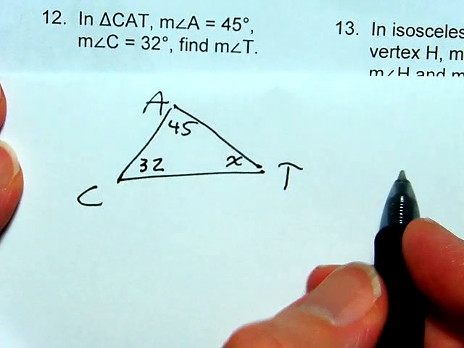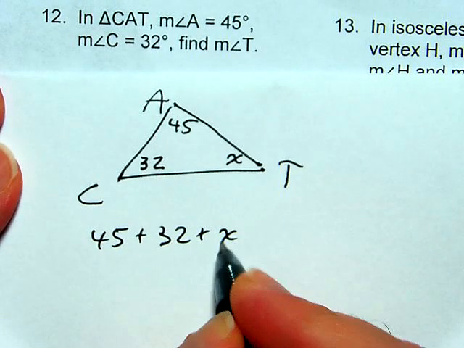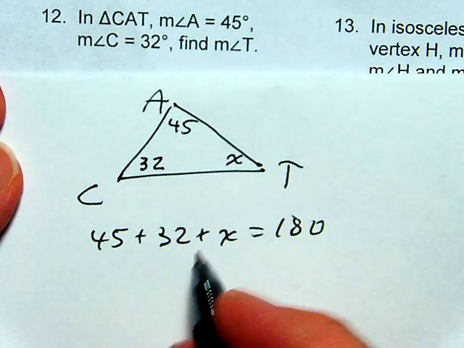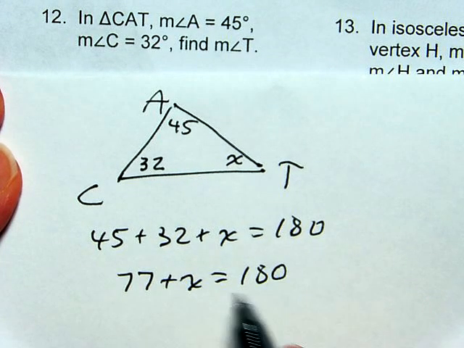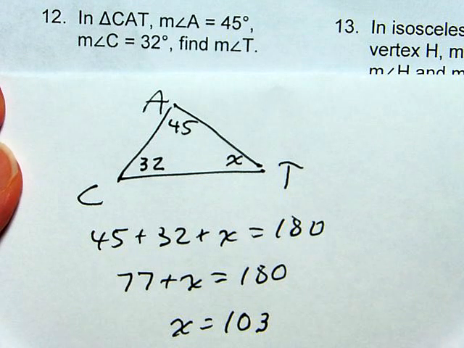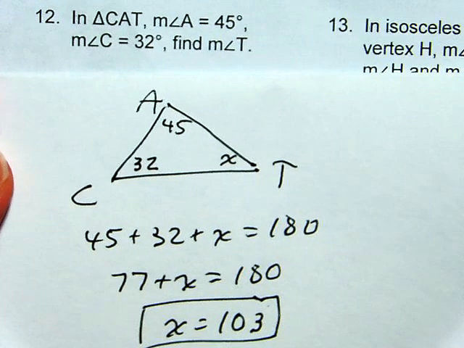We know the sum of the angles of a triangle equals 180 degrees. Let's go ahead and add these up. 45 plus 32 is 77, plus X equals 180. We find X is equal to 103. Okay, so that is our answer for number 12.